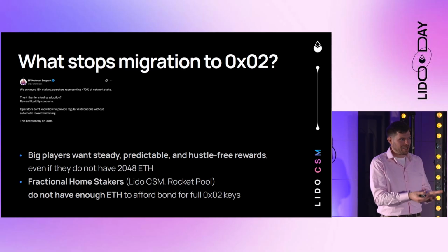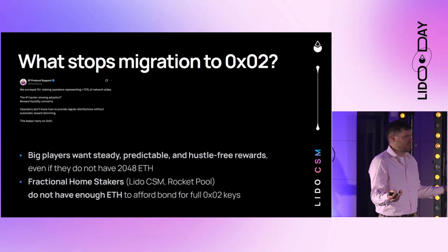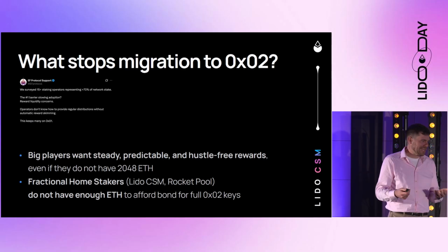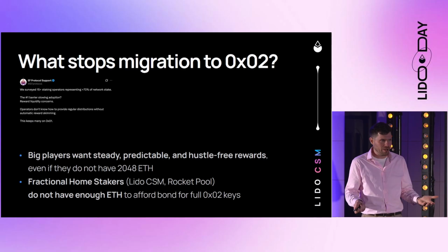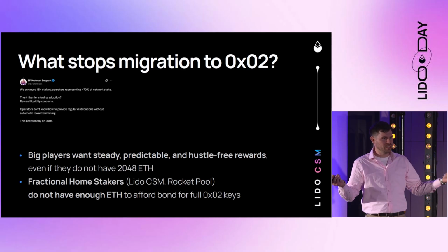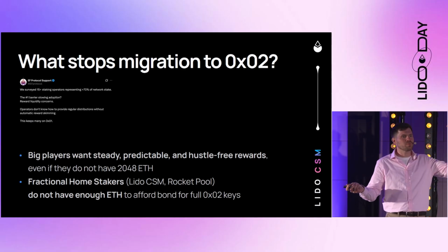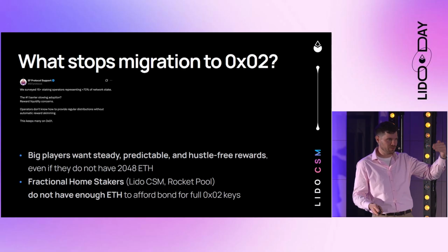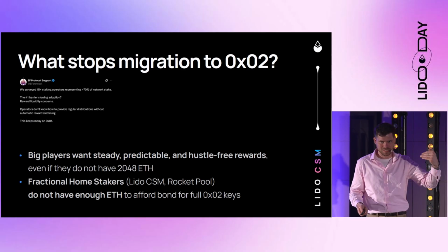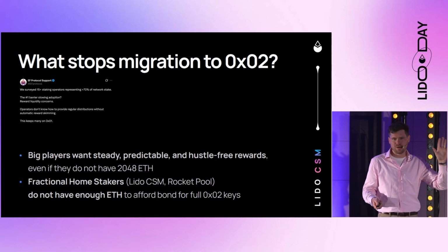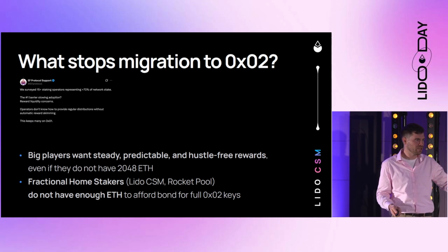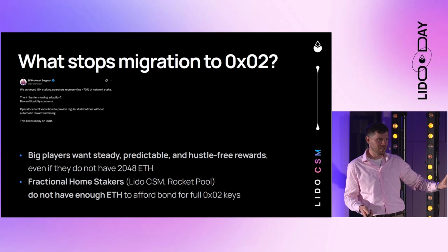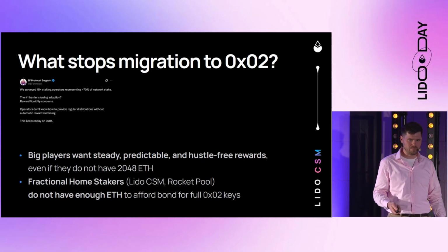And the problem for them, why they are not using 0x02 validators, is because they cannot afford the bond for a full 0x02 key. So right now in CSM, you need to provide 1.3 ETH of bond per 32 ETH validator. If you multiply it by 64, you will end up with a number of something like 100 ETH, which is a lot. And for Rocket Pool, this number will be even bigger.